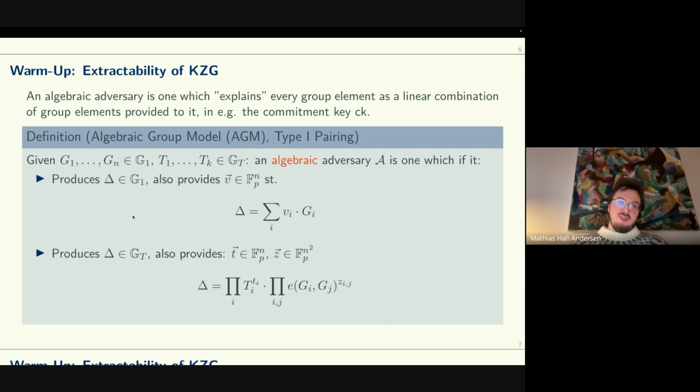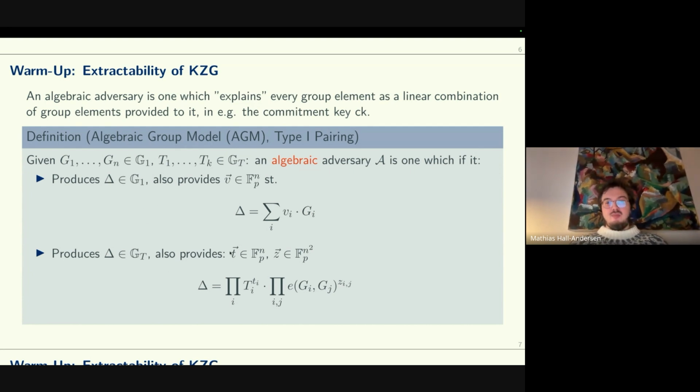Now, if the element is in the target group, he has some more power, right? Obviously he can compute linear combinations of the target group elements, but he can also pair any set of these group elements, right? He can just take G1 and pair it with G8. That will get him some target group elements. So we have to at least capture that to be somewhat plausible.